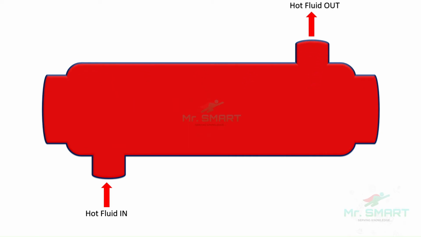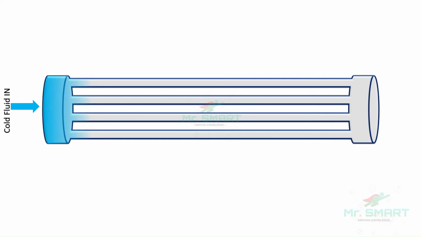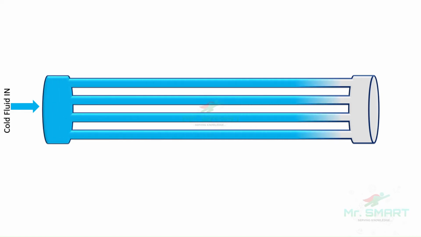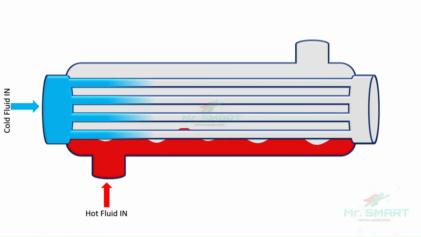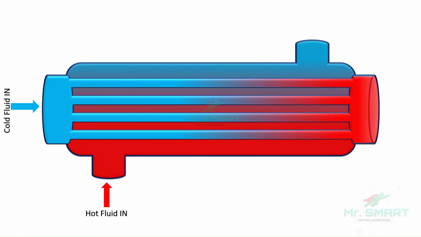The series of tubes in which the other type of fluid flows are typically made with materials with good thermal conductivity. When fluids flow in the heat exchanger, they transfer heat energy between each other, resulting in hot fluid becoming cold and cold fluid becoming hot.